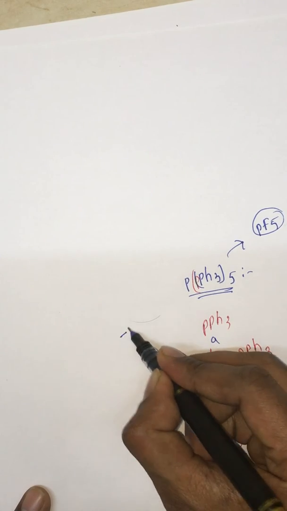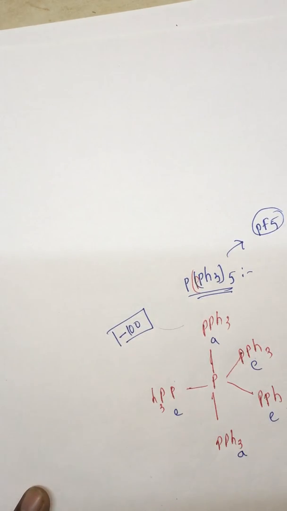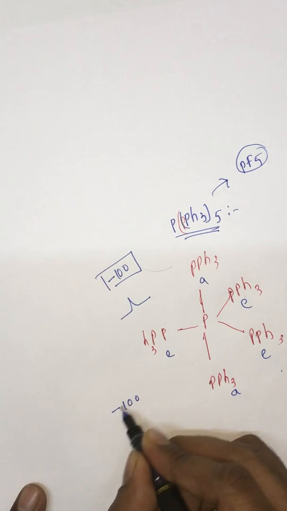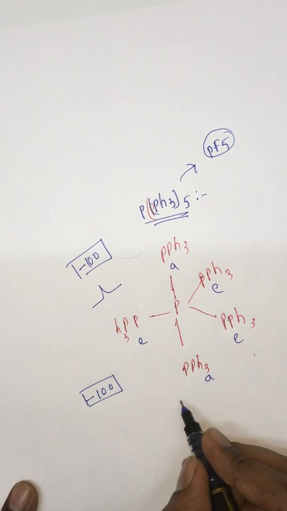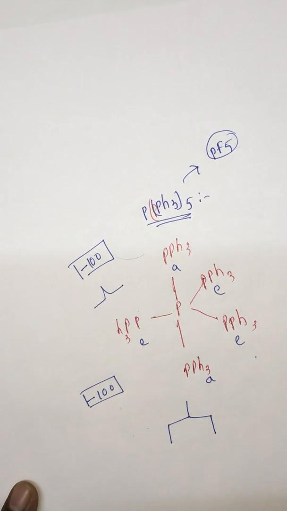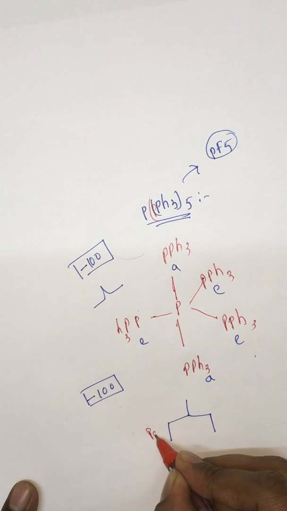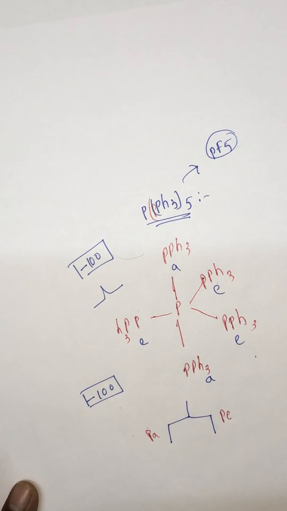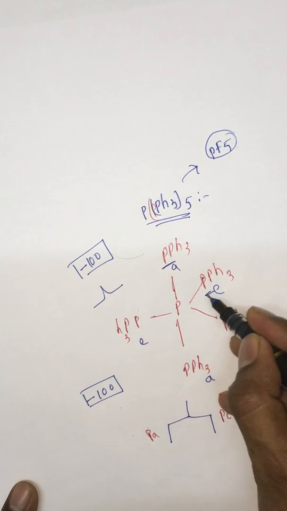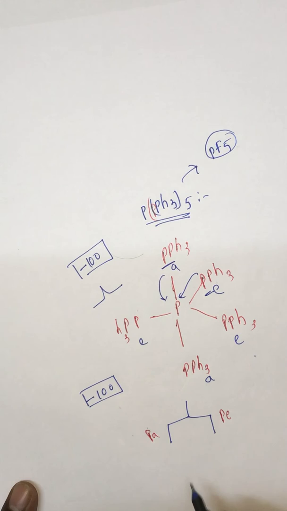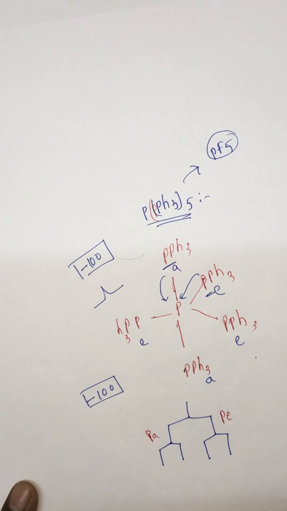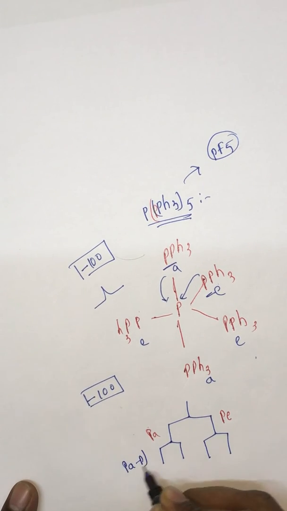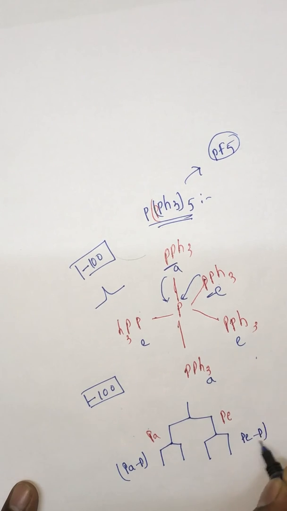At more than minus 100 degrees temperature, if we record the NMR, because of pseudorotation we will get a single peak. But when we record below minus 100 degrees, we can identify the axial as well as equatorial phosphorus. Because of that we will get a doublet: this is for axial phosphorus and this is for equatorial phosphorus. The axial phosphorus and equatorial phosphorus couple with fluorine, and further each line will split into two lines. This is because of PA and phosphorus coupling, and this is because of PE and phosphorus coupling.